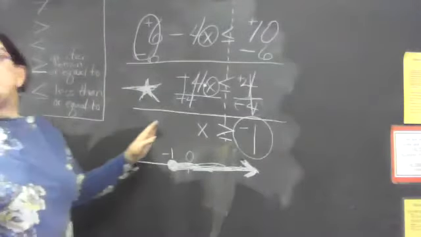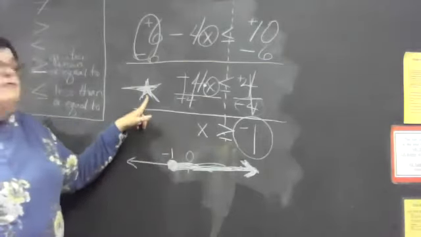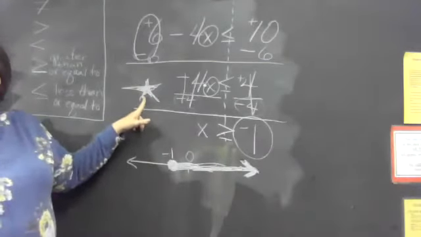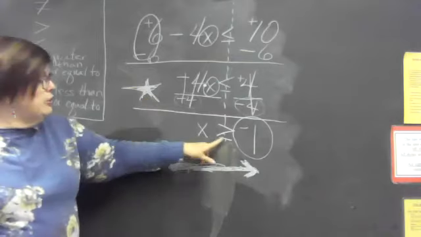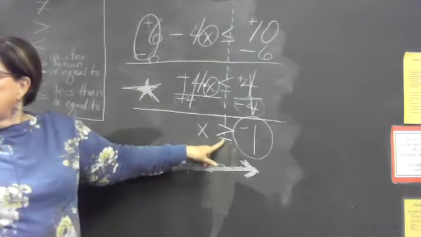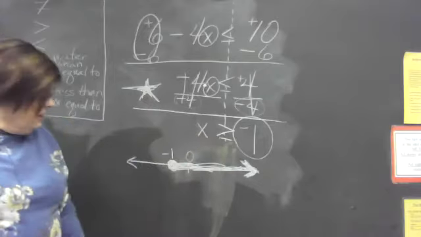So do you guys understand the one difference? The one difference, if we divide or multiply by a negative, we have to switch the very next sign in the next step, okay? So let's try another one.